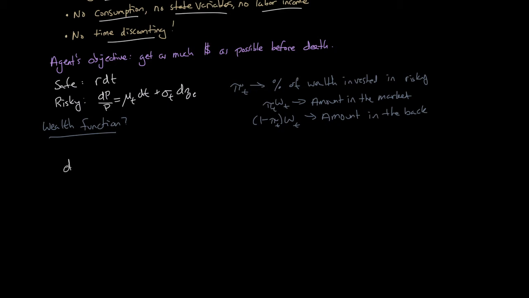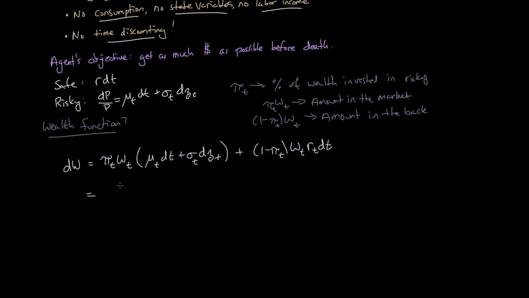So their wealth then, remember they can't work, they can't consume, so they get their risky returns. That's going to be given by the amount they invest times their returns, which is given by this diffusion process, plus their safe assets, the amount of interest that they get on their bank account.